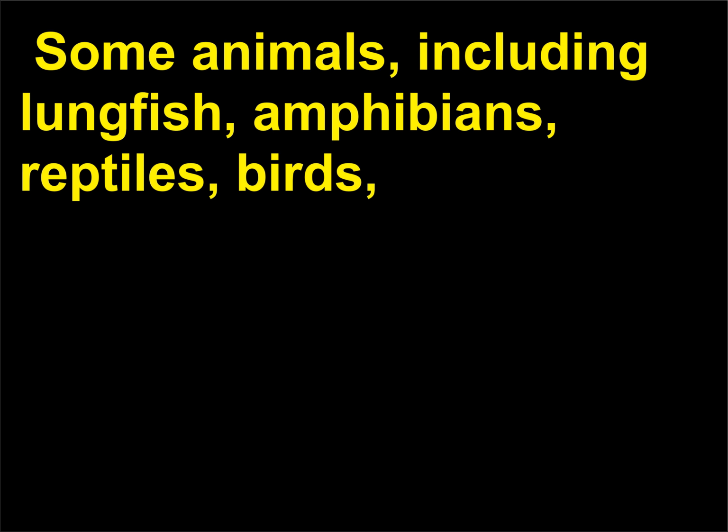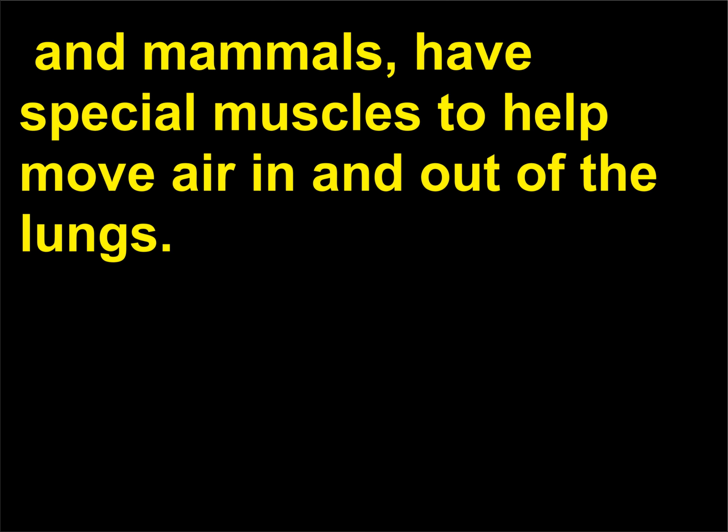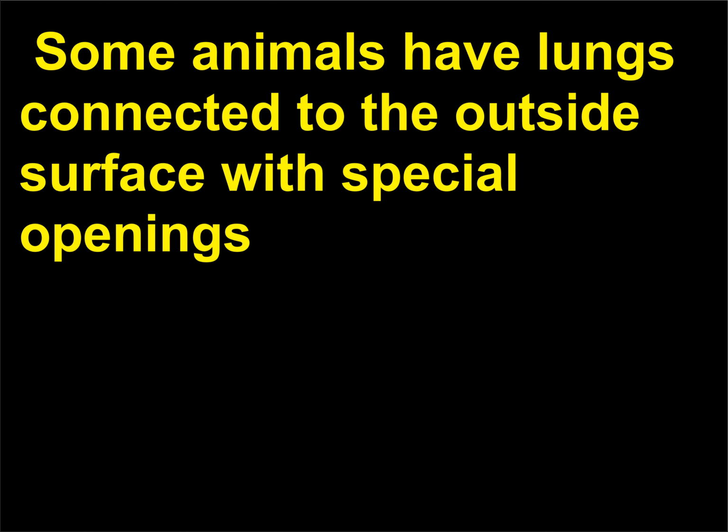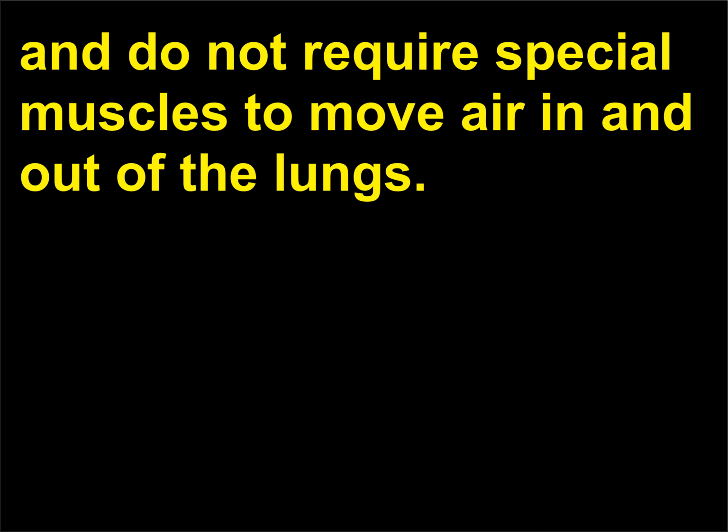Some animals, including lungfish, amphibians, reptiles, birds, and mammals, have special muscles to help move air in and out of the lungs. Some animals have lungs connected to the outside surface with special openings, and do not require special muscles to move air in and out of the lungs.